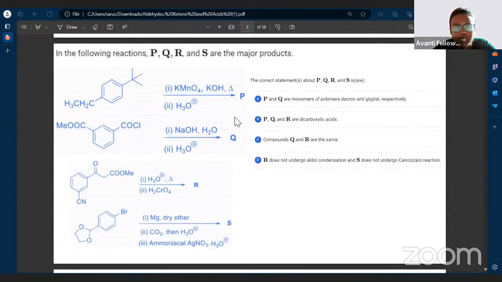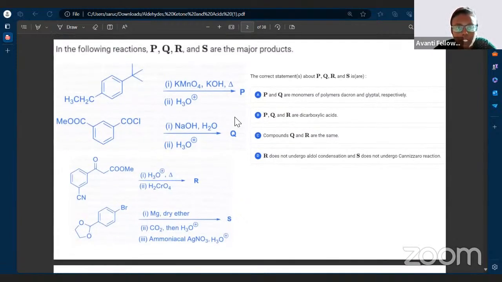Okay, so look, this question: in the following reaction, P, Q, R, and S are the major products. So here, a series of reactions are given. You have to identify P, Q, R, and S, and choose the correct statement about them. P and Q are monomers of the polymers Dacron and Glyptal. P, Q, R, and S are dicarboxylic acids. Compounds Q and R are the same. R does not undergo aldol condensation and S does not undergo Cannizzaro reaction.